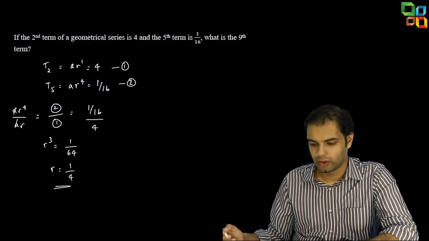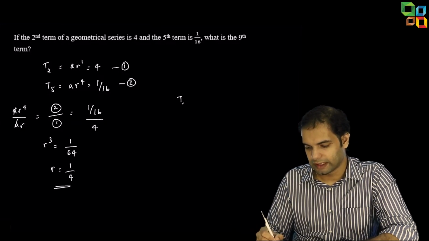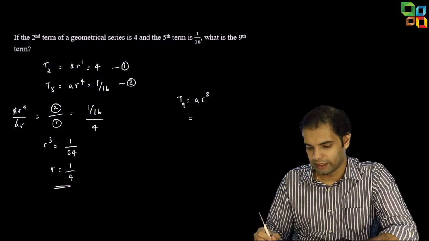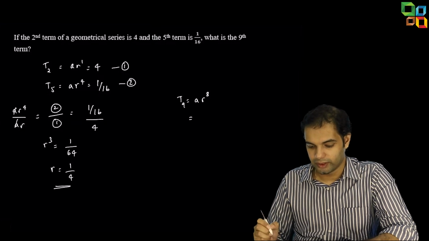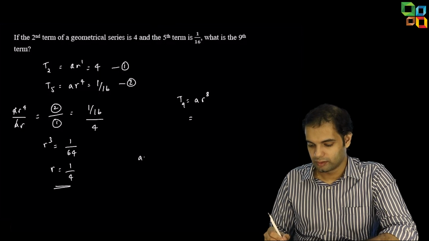Yes, sir. Okay. So we want the 9th term, right? So we want T9, which is A into R power 9 minus 1, R power 8. So A is what? We didn't find out what A is. Okay, we have to find A. 16. Yeah, AR is 4.